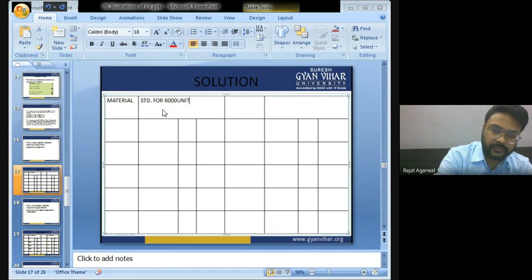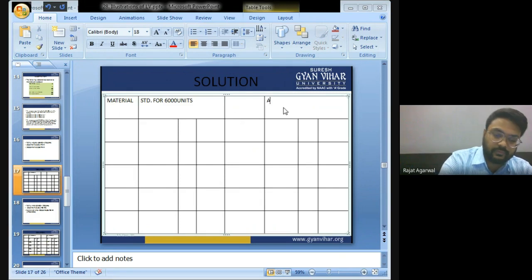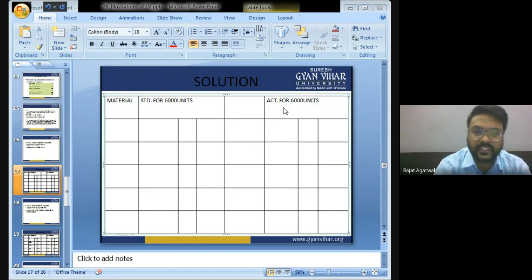Standard for 6,000 units. That's why I told you, you have to take standard and actual both at the same level. So in reality, in actual, how many units are produced? 6,000. So I will take standard also on 6,000 units so that I can compare standard with actual. So standard for 6,000 units, actual for 6,000 units.